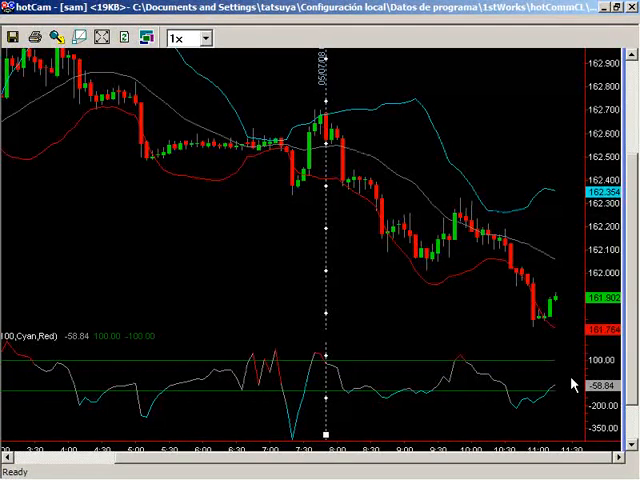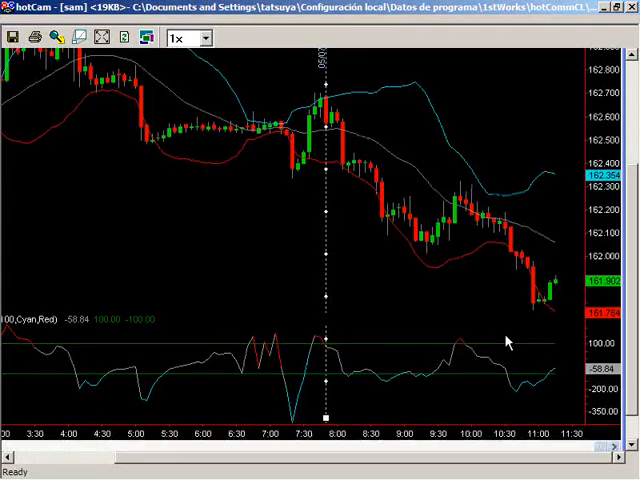An initial target, again, an initial target, not a complete target, can be that lower band, when prices come back to the lower band. Another thing you can do is use that moving average that's creating the Bollinger Band as a trail stop. Okay?